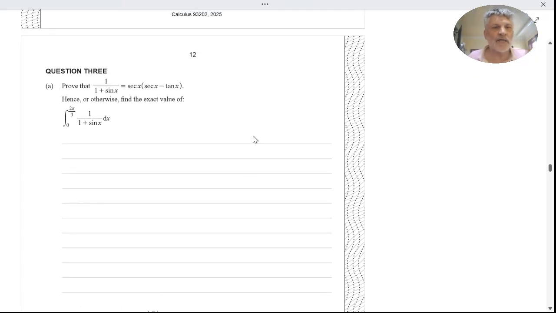The first part, A, says to prove that 1 over 1 plus sine x equals sec x times (sec x minus tan x). The standard approach is to start with either the left-hand side or the right-hand side and see if you can manipulate it into the other side. So let's do that.